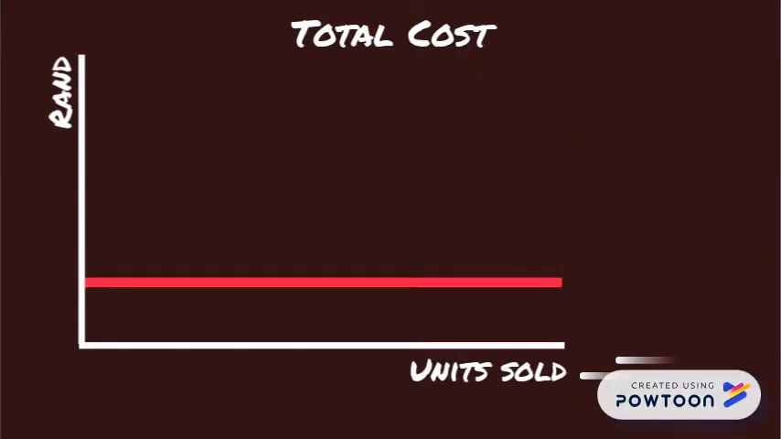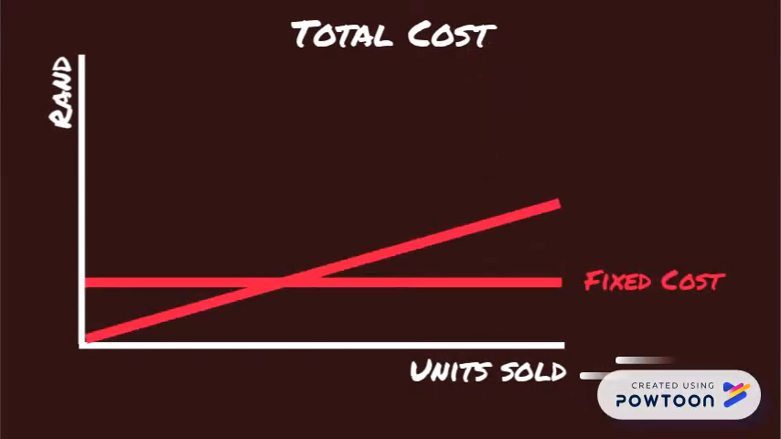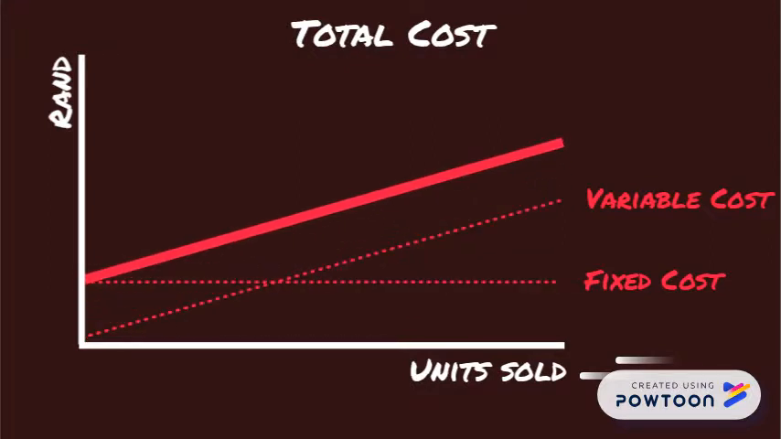Fixed costs remain the same irrespective of volume sales. Variable costs increase with every additional unit sold. Combining fixed and variable costs gives Joe his total cost.